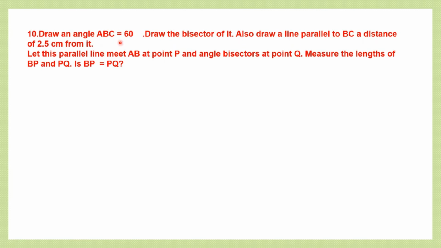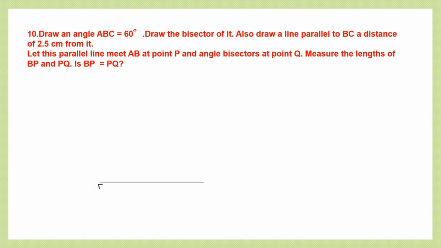Question 10. Draw an angle ABC equals 60 degrees. Draw a bisector of it. So first we construct an angle ABC of 60 degrees. So let's do that part first. So draw a line segment. You can name it BC because it says ABC is 60 degrees.